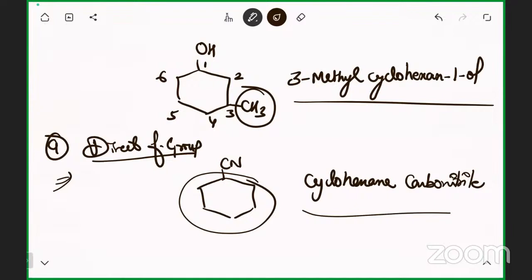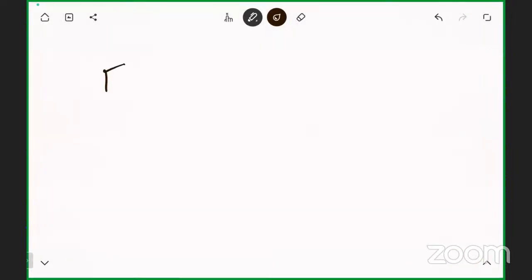But if something happened like this, then you have to write the name of the cyclic compound and then the name of whatever is present, the aldehyde, cyanide, or amide. Let me give you one more example. Here CHO, and here CONH2. Now tell me the name.